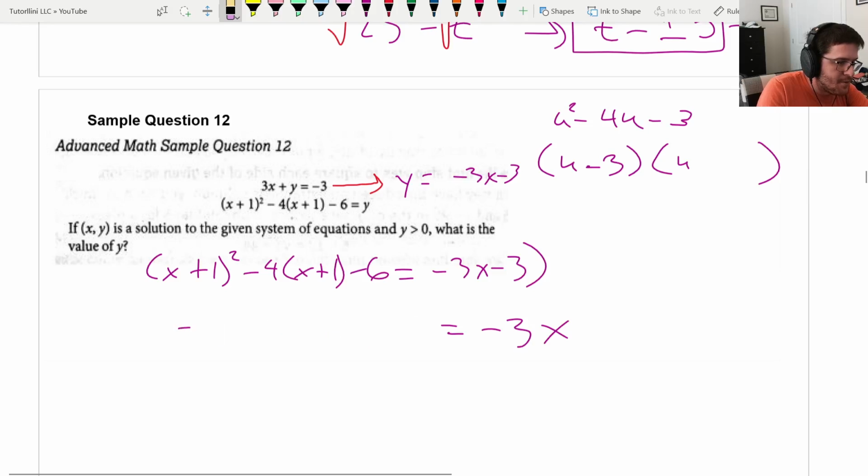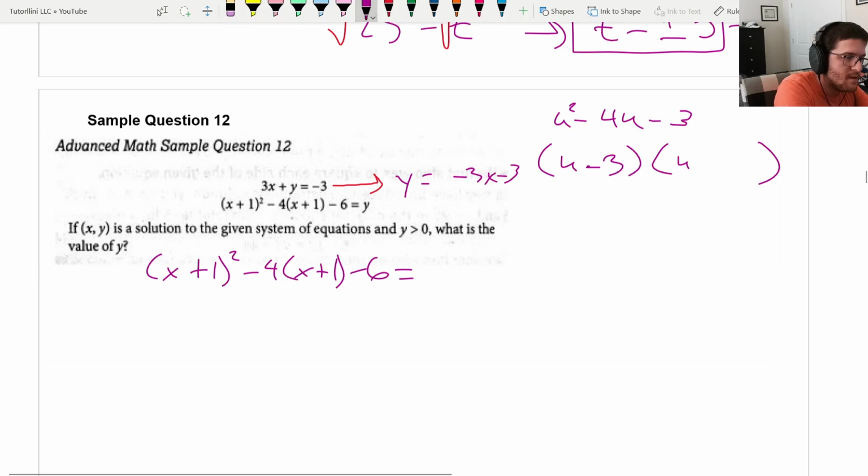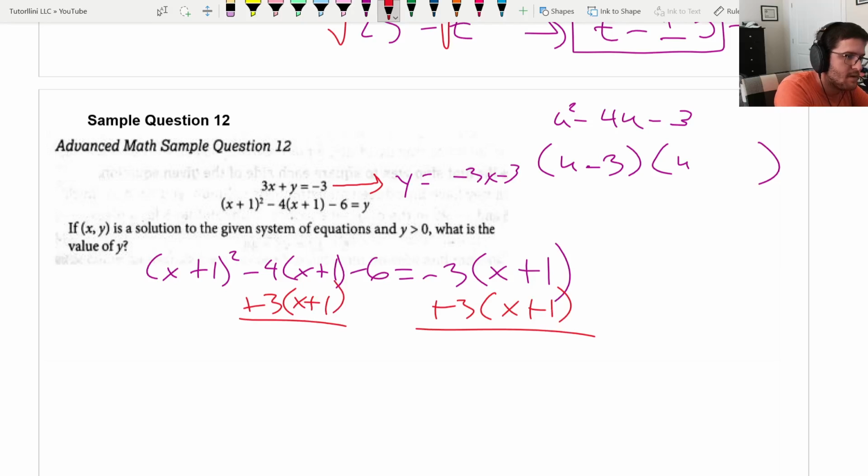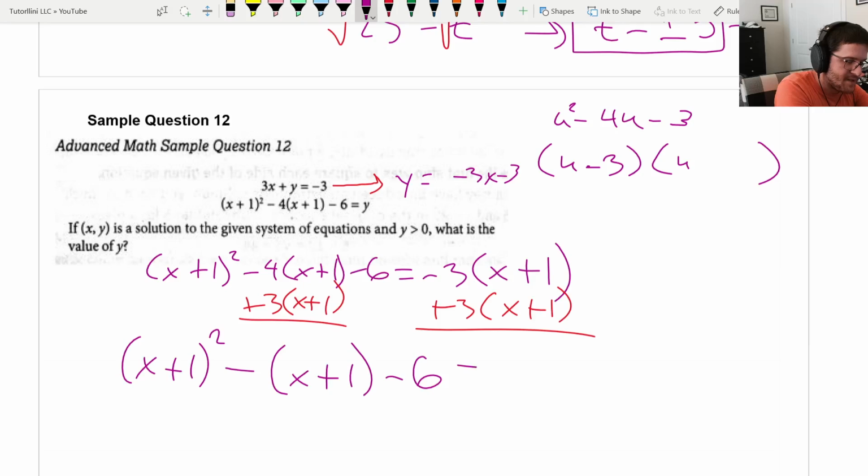We have to rewrite this negative 3x minus 3. We need to factor out the negative 3. So you get negative 3 times x plus 1. Now we can add 3 times x plus 1 to both sides. And that gives us x plus 1 squared. Negative 4 plus 3 is negative 1, so it'll just be minus x plus 1 minus 6 equals 0.